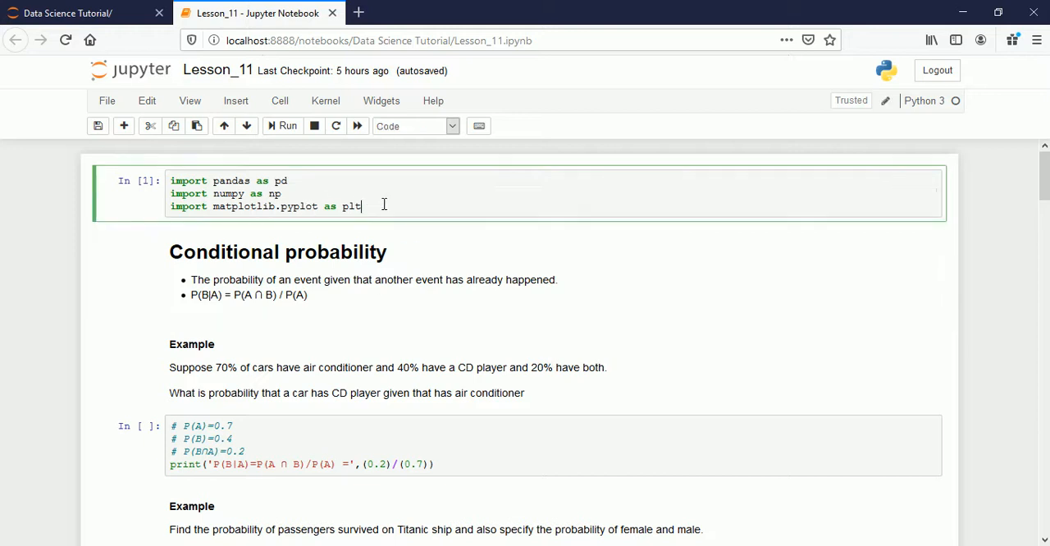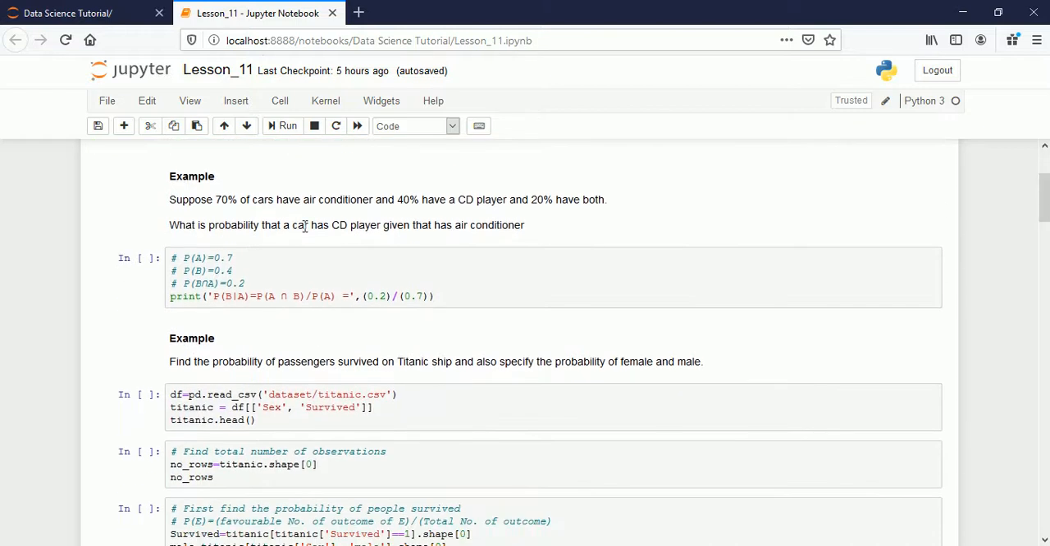First, we need some libraries that I have imported here. Then we talked about conditional probability, the probability of an event given another event has already happened. So this is the formula: probability of B given A is equal to their intersection divided by the probability of A. So this is conditional probability.